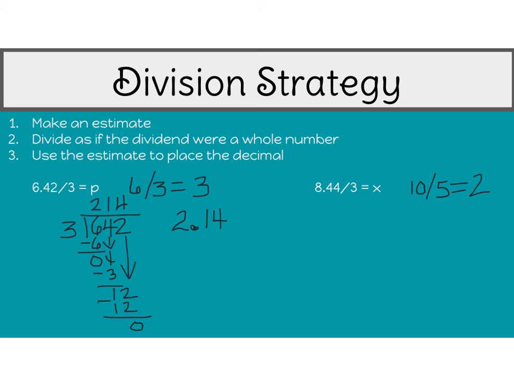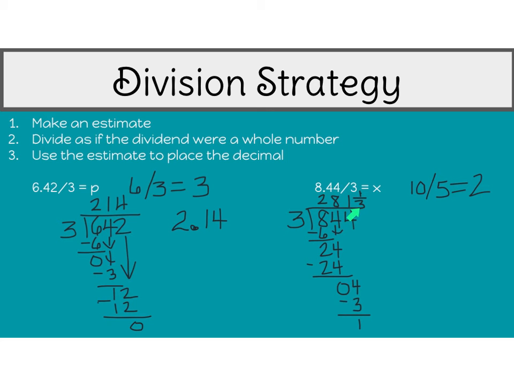So then again, we're going to set up the problem and pretend that it doesn't have a decimal. So we'll do 844 divided by 3. Go ahead and pause your video and work that out. Okay, so for this particular problem, when we work this out, and you can check my math here, you should have gotten an answer of 281, and then we had a remainder of 1.